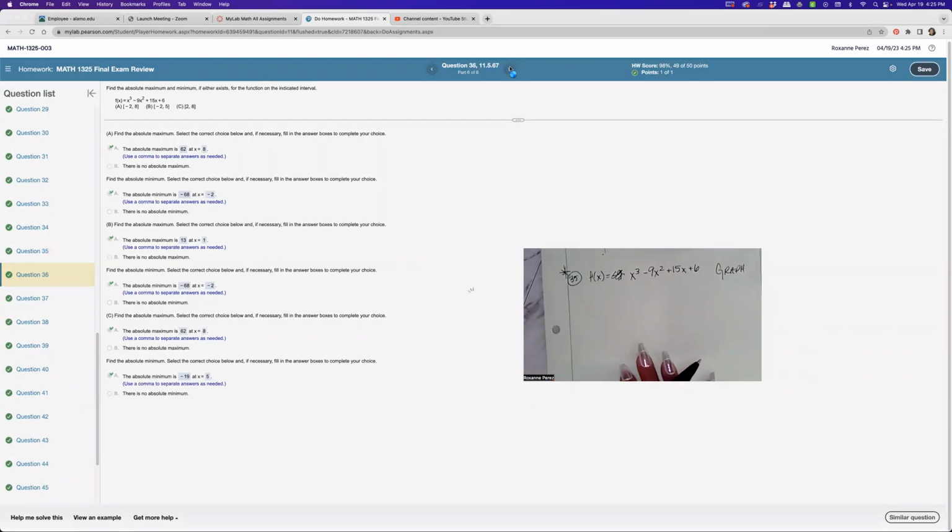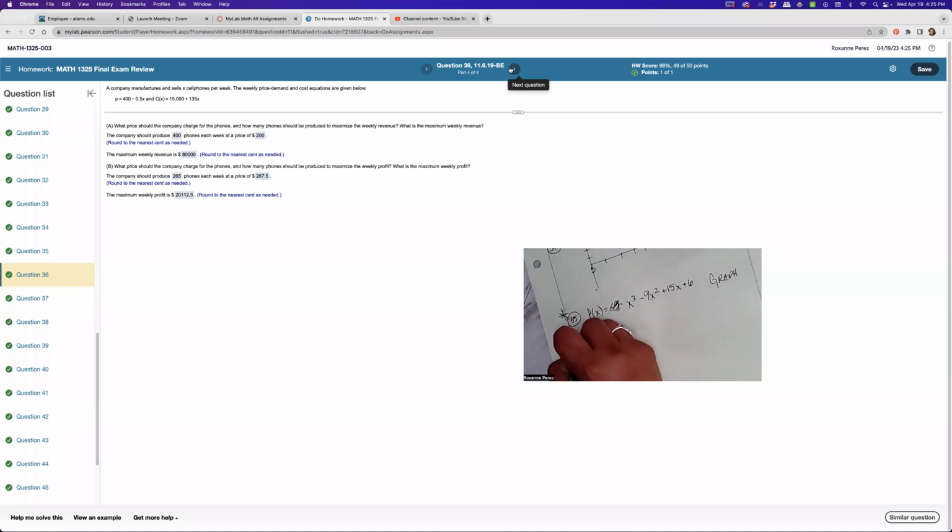Okay, 36. A company manufactures and sells x cell phones per week. The weekly price-demand and cost equations are given below. What price should the company charge for the phones, and how many phones should be produced to maximize the weekly revenue, and what is the maximum weekly revenue?